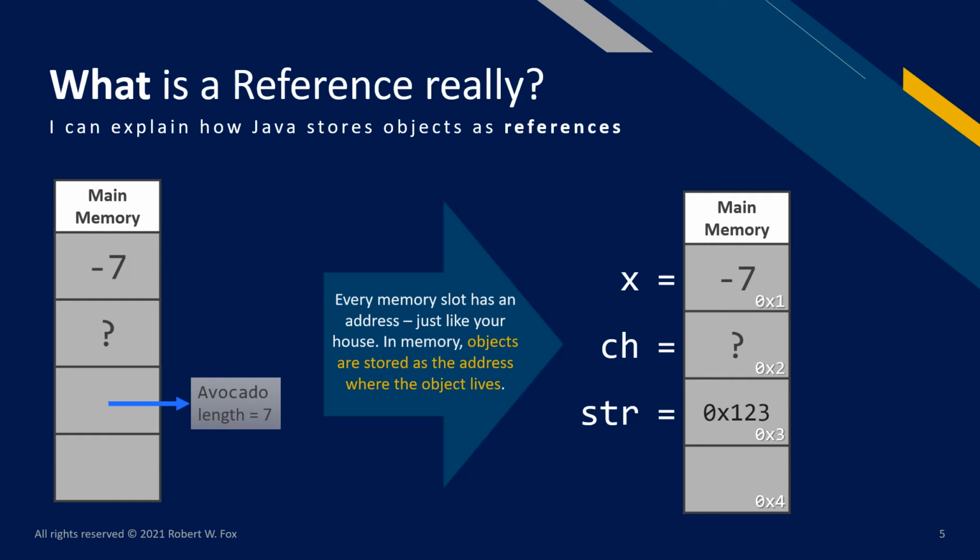But when we get to the reference, we notice something different. Our string, which remember was too big for the memory slot and is an object, is stored at memory slot 3, but memory slot 3 doesn't contain the actual value of the object. Instead, it contains another memory address. Somewhere else in the memory, there is a spot labeled 123, and it has the information for the string object, avocado.